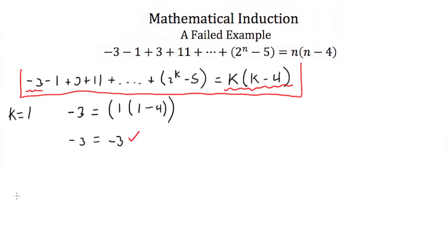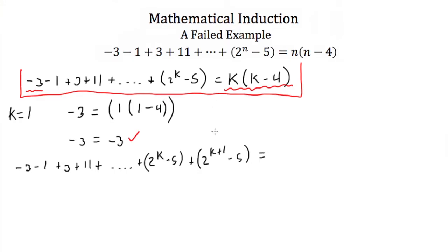So now we have to check the equation where we have negative 3 minus 1 plus 3 plus 11 plus all the numbers all the way up to 2k minus 5, and then the number after that, which is 2 to the k plus 1 minus 5. And this is supposedly equal to k plus 1, which goes in for k, times k plus 1 minus 4.